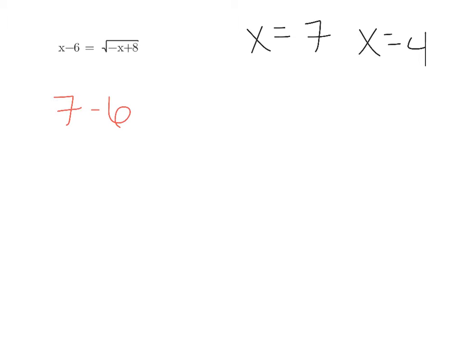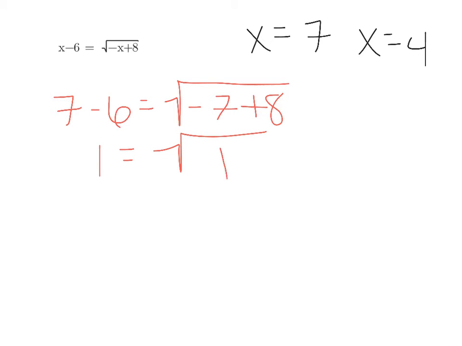7 minus 6 equals the square root of the quantity of negative 7 plus 8. 7 minus 6 is 1, equals the square root of negative 7 plus 8, which is 1. The square root of 1 is 1, so I get 1 equals 1. That checks out. So 7 is a solution.